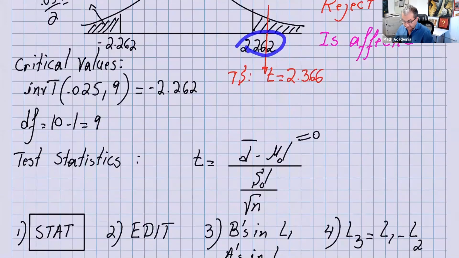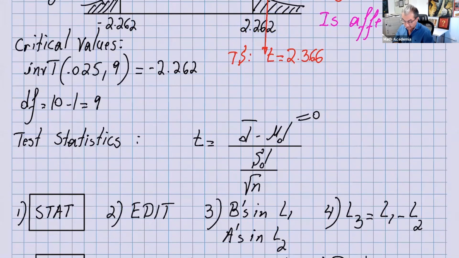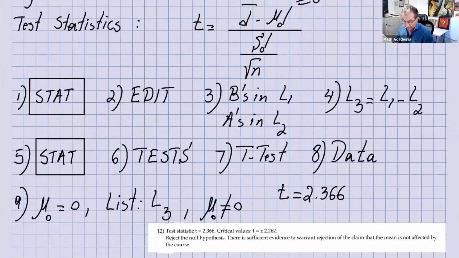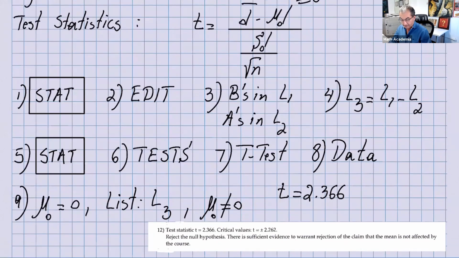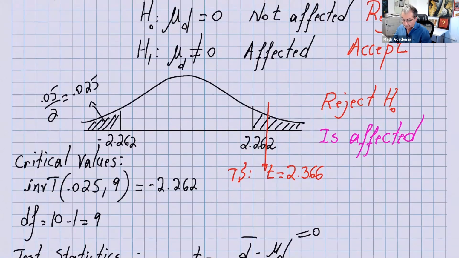The test statistic, same way. You can use the formula or you can go directly to your calculator. Stat, edit, befores in L1, afters in L2, L3 is L1 minus L2. Stat, test, it's a t-test, data, and we all know this by now. The list is L3, and you pick this claim, the first one, and t will be 2.366.